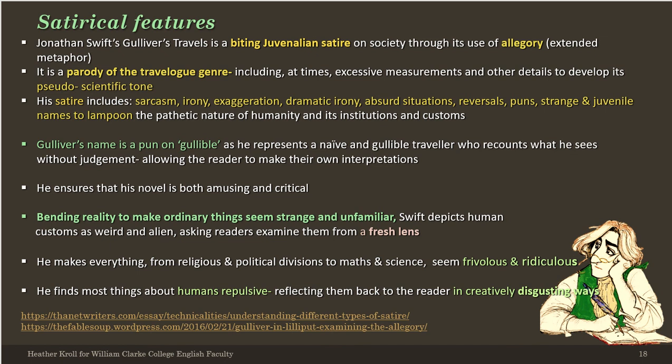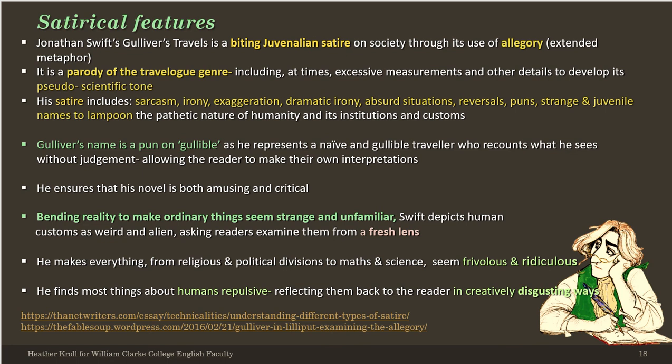So in the introduction that you write for Reimagined Worlds, particularly a paragraph introduction, you have to start with an overview of the text before you zoom into specific criticism and analysis. So you always start with an overview, such as that Gulliver's Travels is biting Juvenalian satire, and it's a parodic travelogue, for example. Okay, and that it lampoons the nature of humanity and its institutions and customs. So you can include those sentences in your introduction.